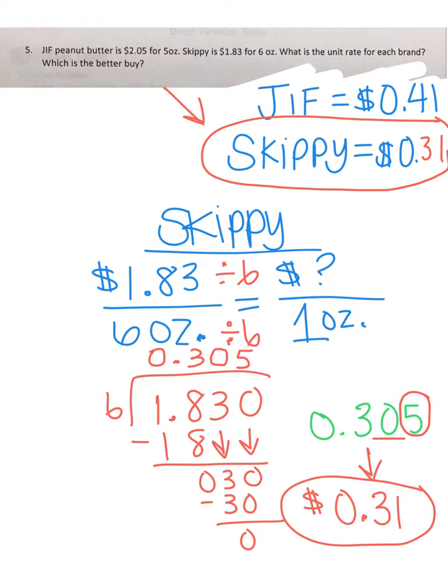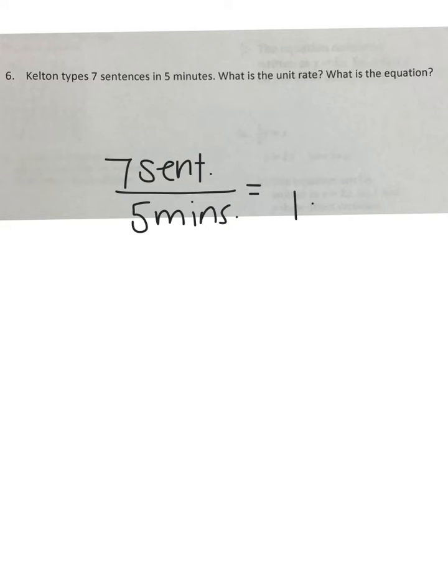our better buy. For number 6, it says Kelton typed 7 sentences in 5 minutes. What is the unit rate? What is the equation? I would like you to find the unit rate by yourself, then come back to the video and we will talk about what the equation is. So you should have set up your proportion, 7 sentences in 5 minutes. So your left side, and your right side gets you need a 1 on the bottom, and we're looking for how many sentences we can type in 1 minute. So we need to divide by our denominator, divide by 5, divide by 5.